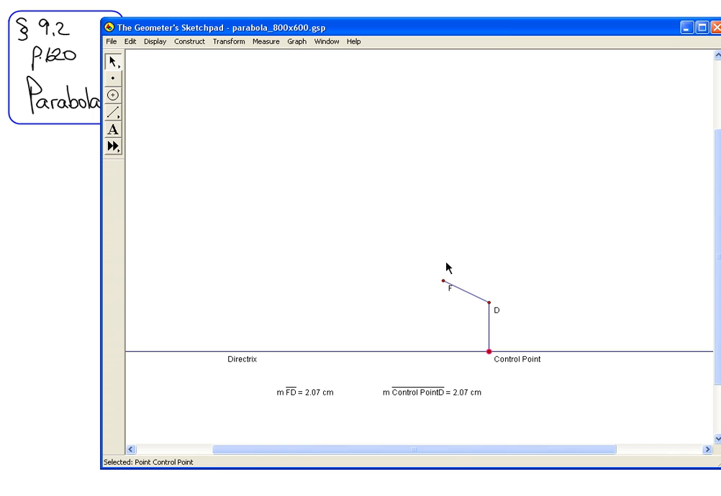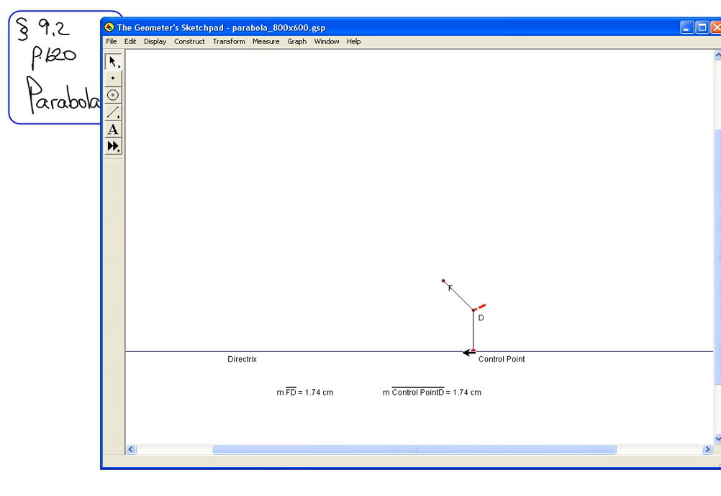So notice the distance from F to D is being measured at 2.07 centimeters. And the distance from D to the control point, which is a point on the directrix, is also 2.07. As I move this control point, D is going to move to keep those two distances equal. And you'll see the numbers change, but you'll see these two distances are always the same.